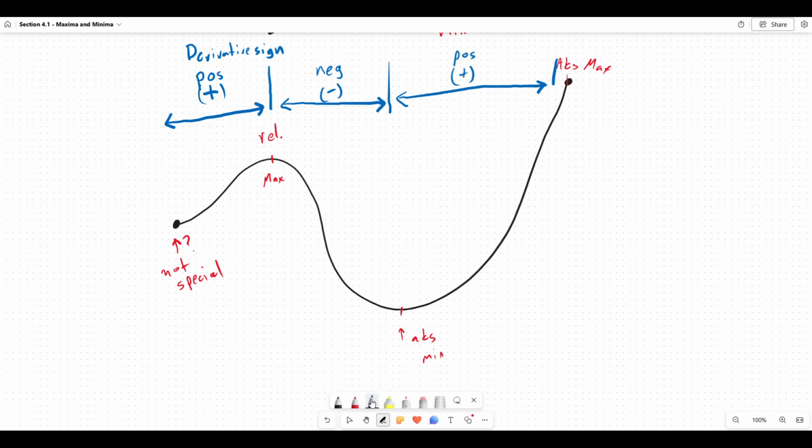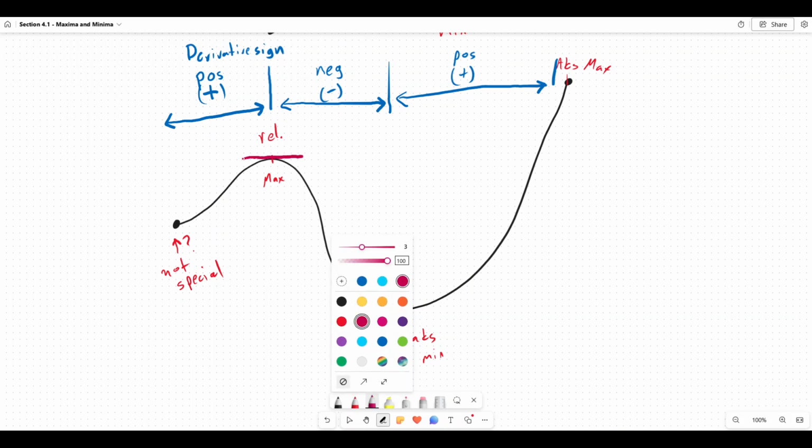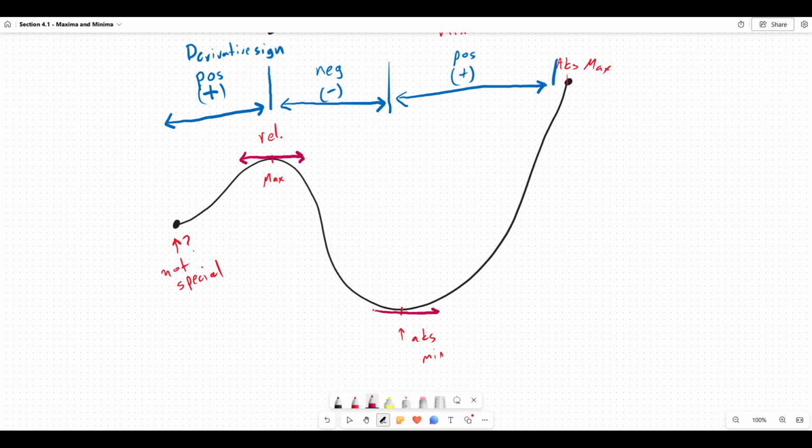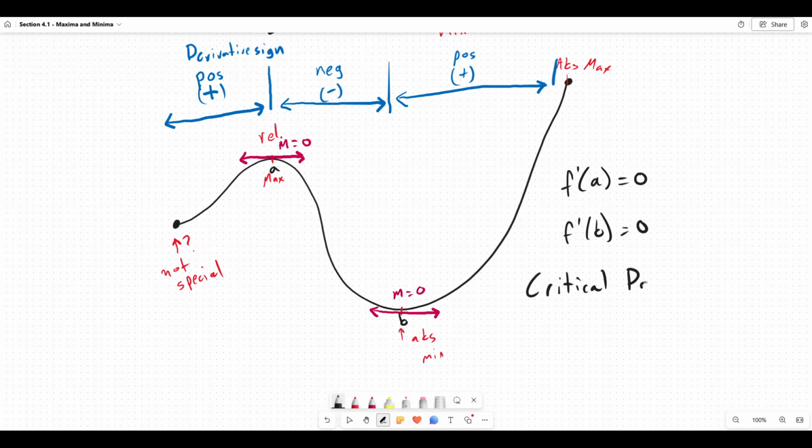Now, what is happening exactly identically at some of these points? Well, if we draw a tangent line at these relative minimums and relative maximums, you're going to get a flat, constant line where the slope is 0. Which also tells me that the derivative, and I'll just, for argument's sake, call this point A and this point B, F prime of A is going to be 0, and F prime of B is going to be 0. We call these points critical points.